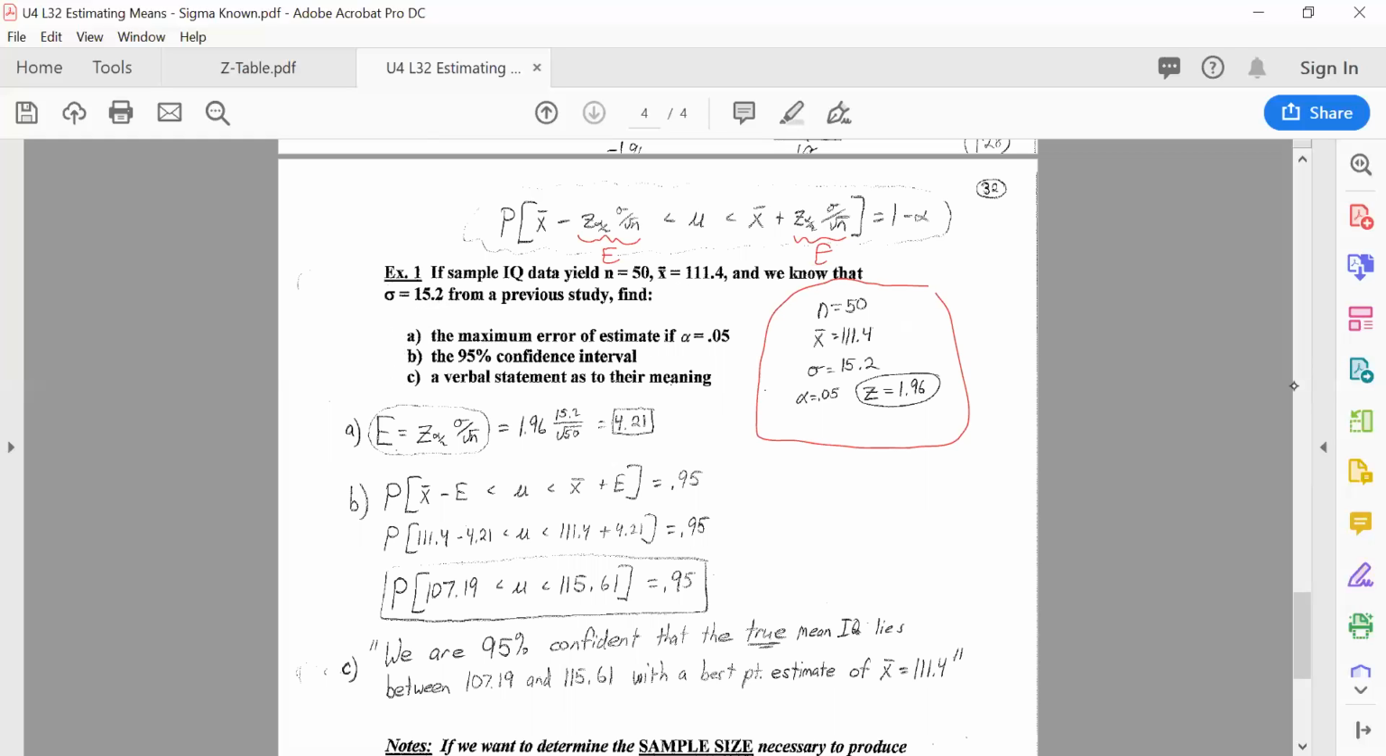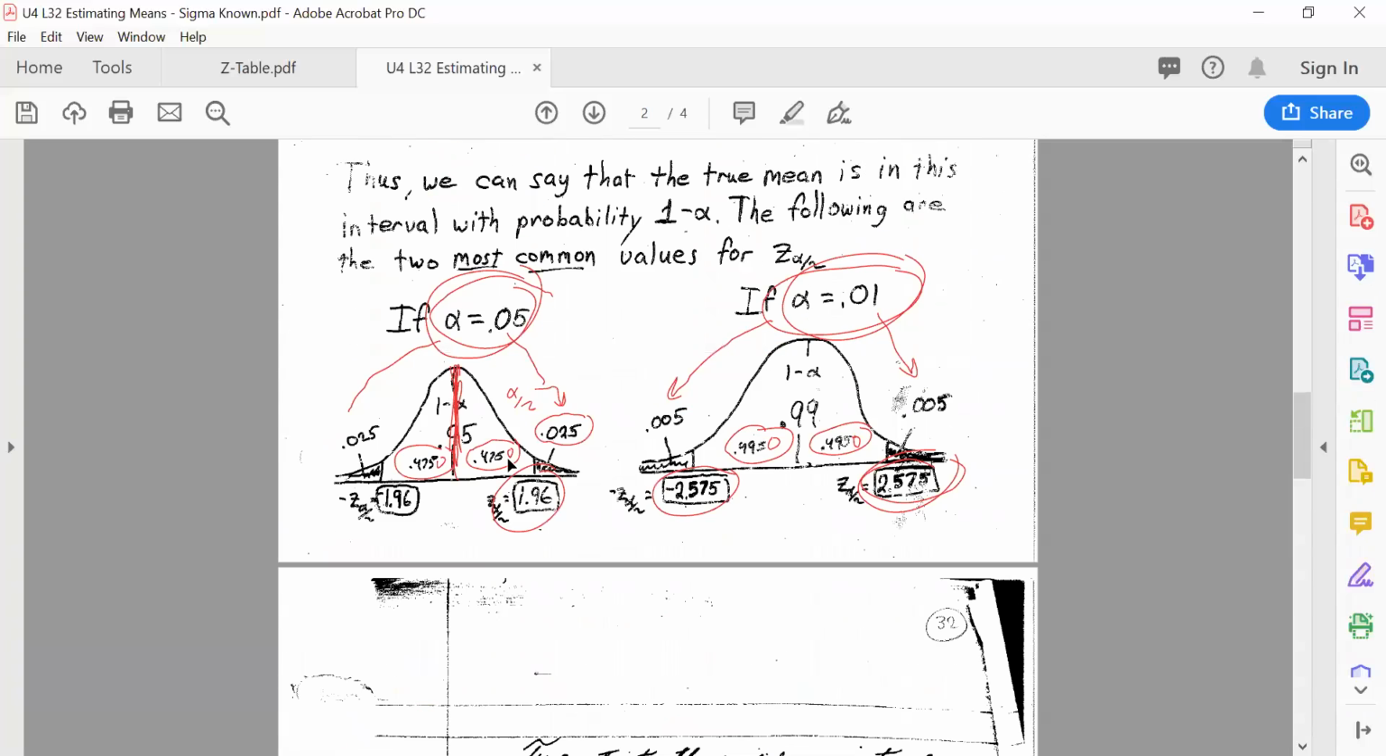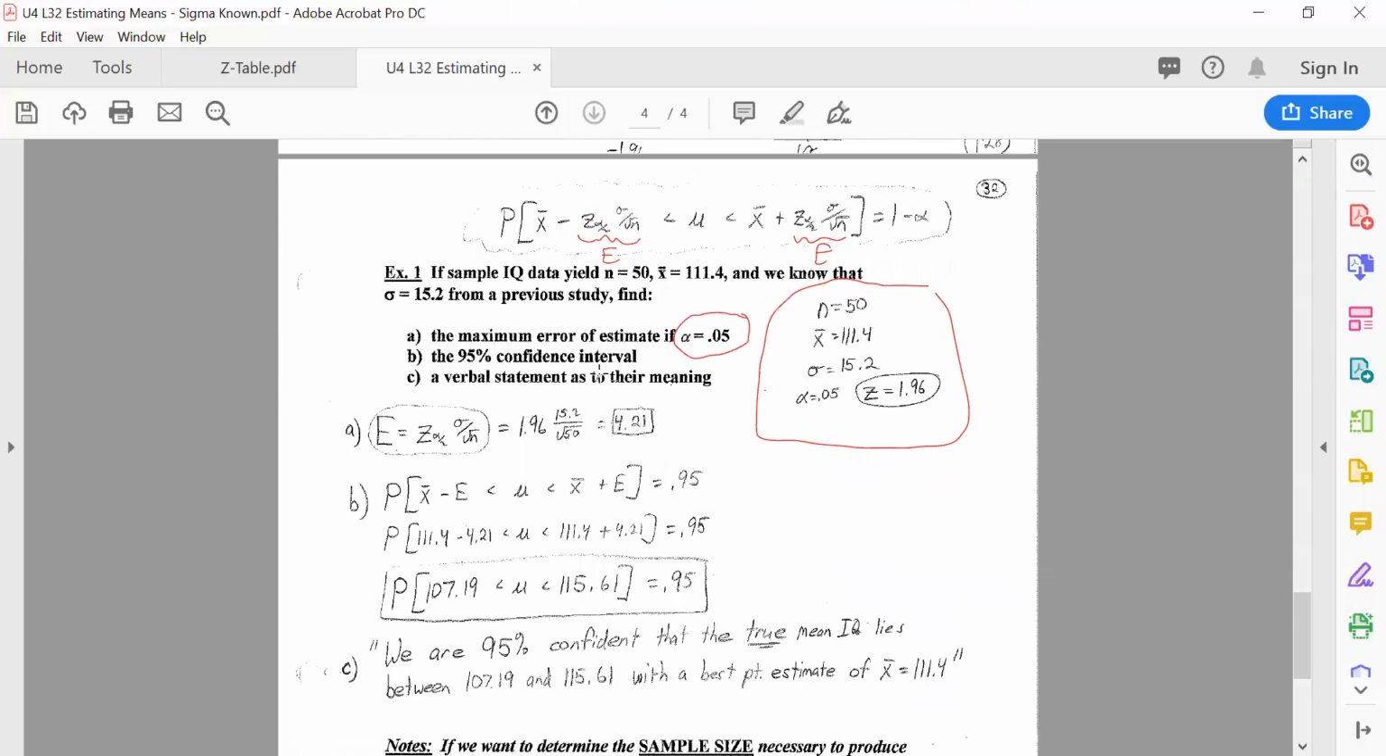And here we go. It says find the maximum error of estimate if alpha is 0.05. Wait a minute, let me go back in the notes here. What was the z-score that corresponds to alpha 0.05? Here it is right here. When alpha is 0.05, the z-score is 1.96. But there it is. Get used to that. The z-score that corresponds to alpha 0.05 is 1.96.